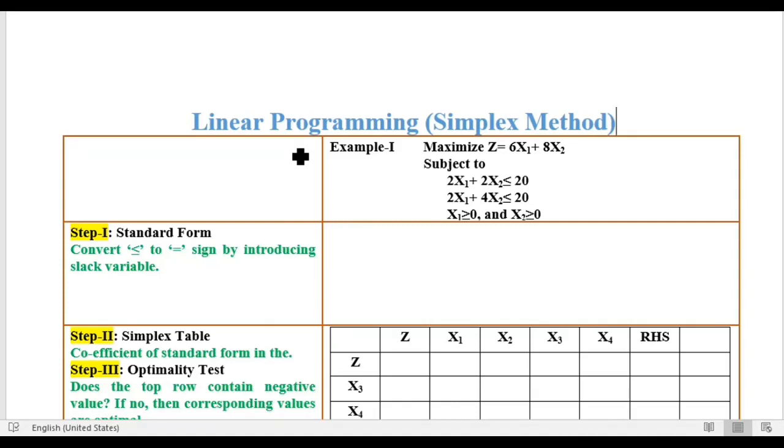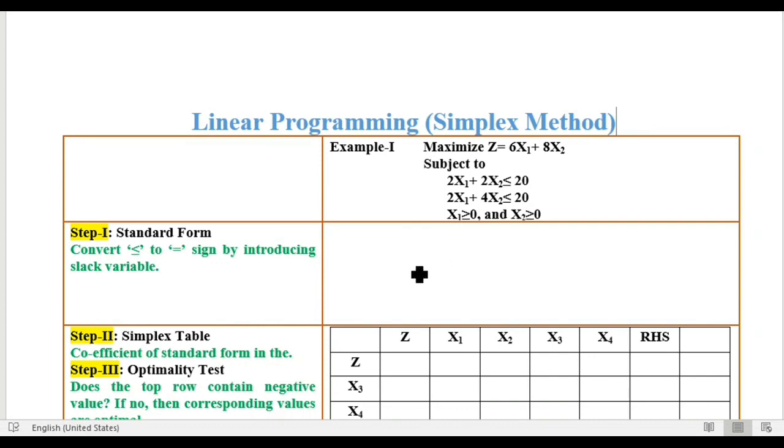In this class, we'll discuss the linear programming simplex method. In the simplex method, the first step is standardization. We have to standardize the form like this. Any inequality with a less than or equal to sign, we have to convert into an equal to sign by introducing a slack variable.